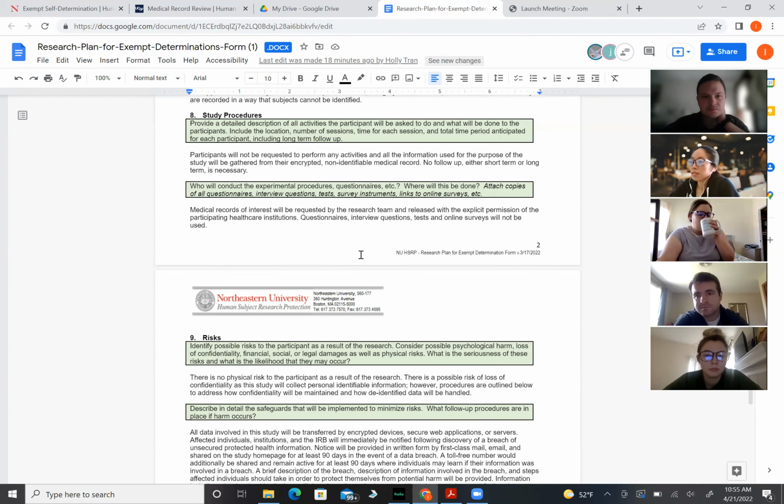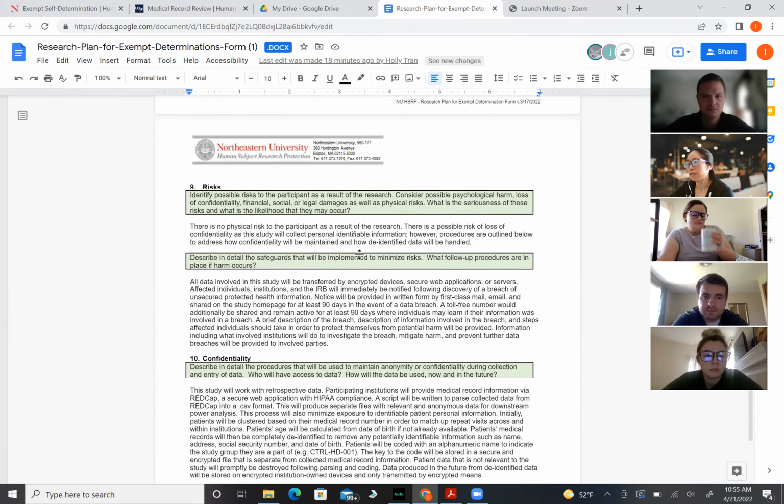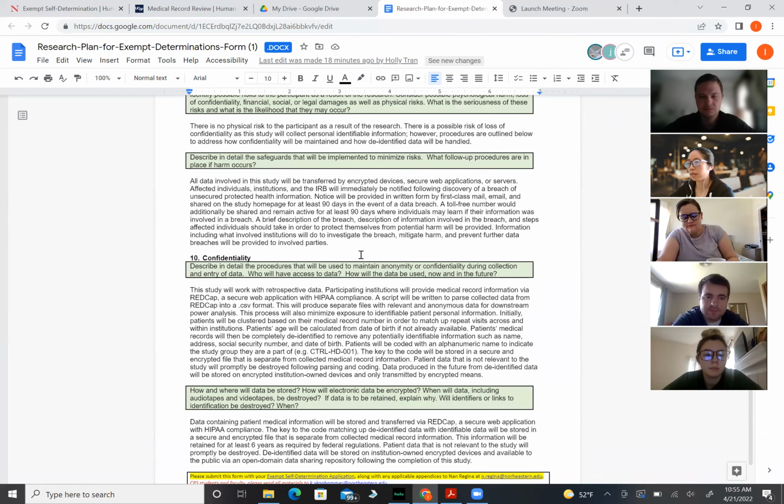So there aren't any physical risks to the participants in this study, but there's possible risk of loss of confidentiality, which we outlined below. So all the data involved in the study will be transferred by encrypted devices and secure web applications. I mentioned REDCap as a secure web application, which has HIPAA compliance, because that's something I've worked with in the past.